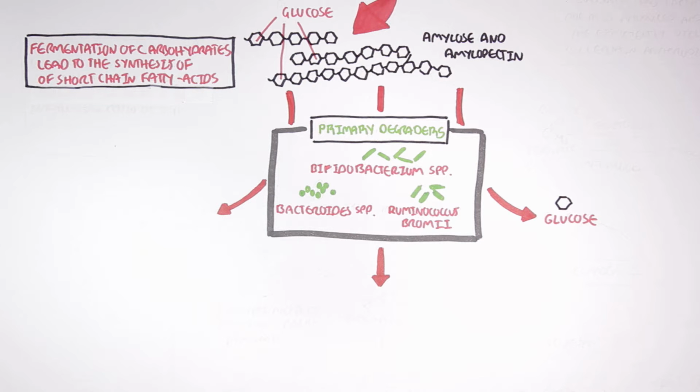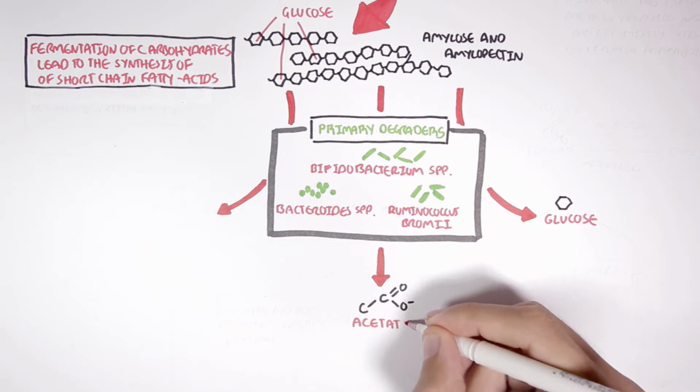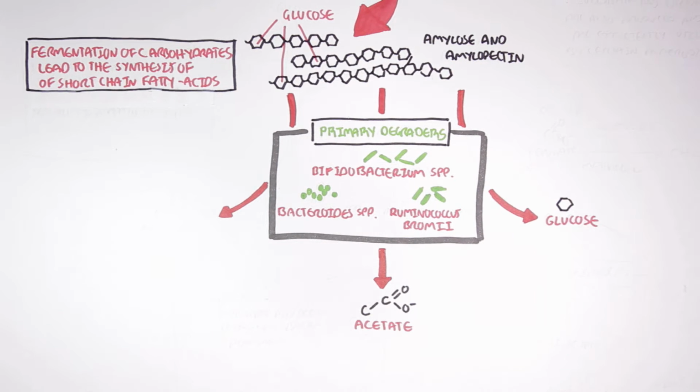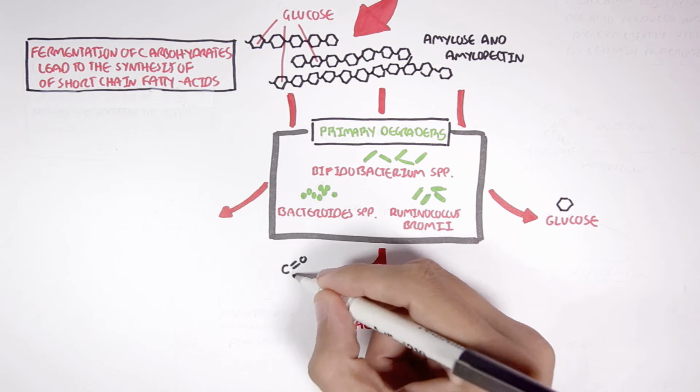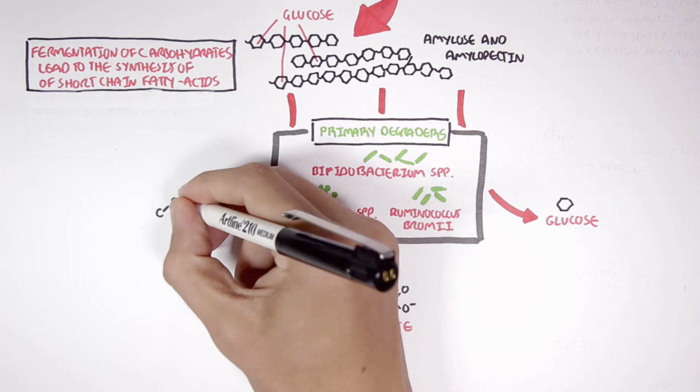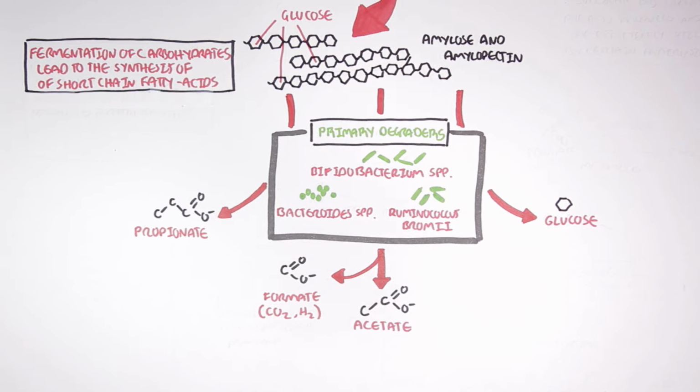Through fermentation of glucose, these primary degraders can produce the 2-carbon short-chain fatty acid, acetate, and release formate in the process. Formate is essentially gases, carbon dioxide and hydrogen. These can later be used by other bacterial species that live in the colon. Through the fermentation of glucose, the primary degraders can also produce the 3-carbon short-chain fatty acid called propionate, which also forms some gases as a byproduct.